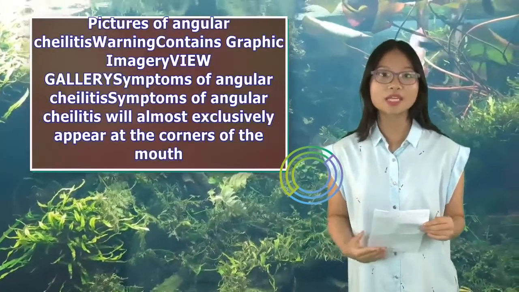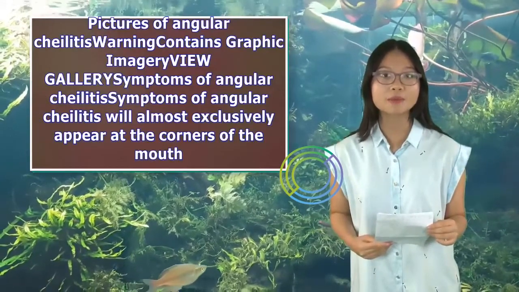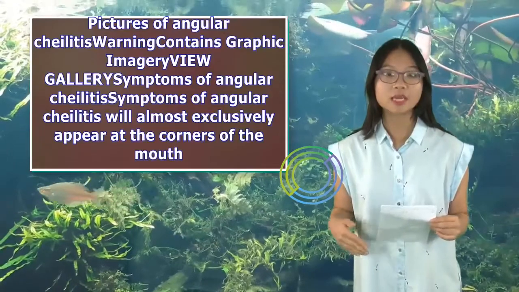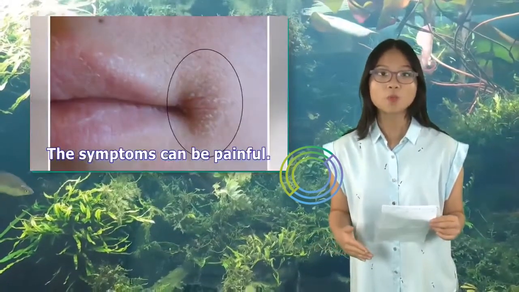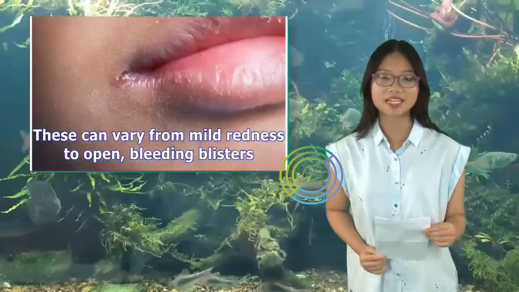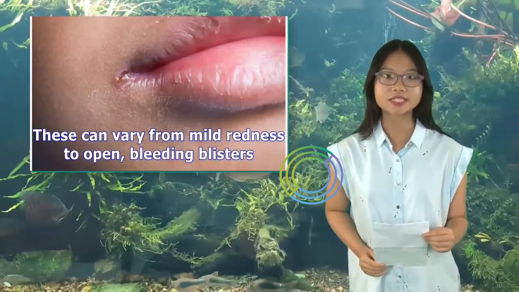Pictures of angular cheilitis. Warning: contains graphic imagery. View gallery. Symptoms of angular cheilitis. Symptoms of angular cheilitis will almost exclusively appear at the corners of the mouth. The symptoms can be painful. These can vary from mild redness to open, bleeding blisters.